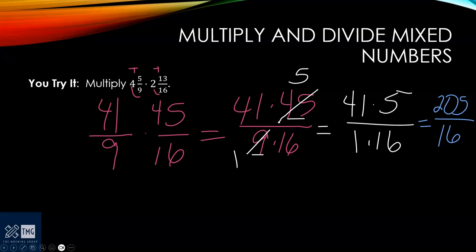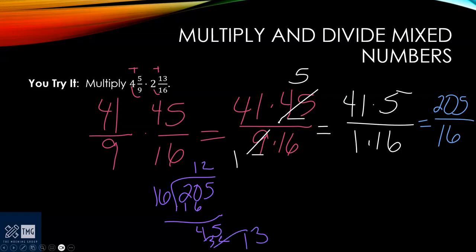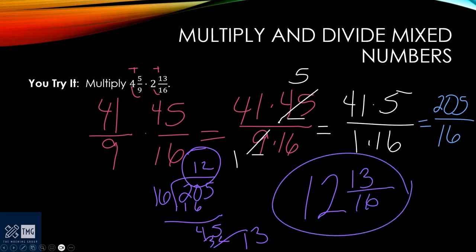And now we are ready to change back into a mixed number. So if I have 205 and I'm dividing by 16, well, 16 goes into 20 one time. So if I subtract, I get 45. 16 goes into 45 twice, gives me 32. And you can see that I have 13 left over. So 4 5/9 times 2 13/16 gives me a whole number of 12. And then I have 13 left over, denominator stays the same. So 12 and 13/16 is my final answer.